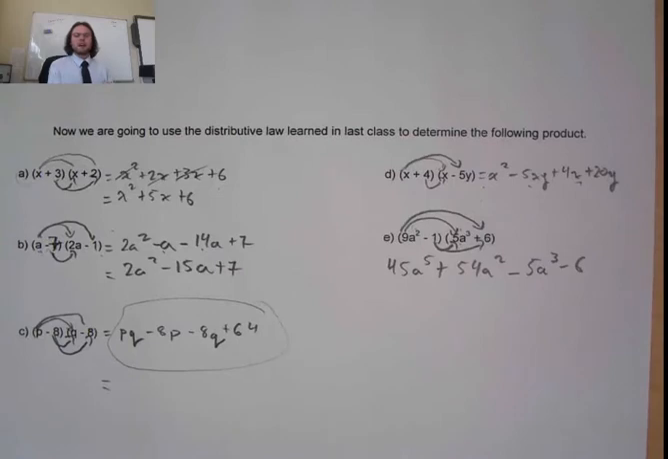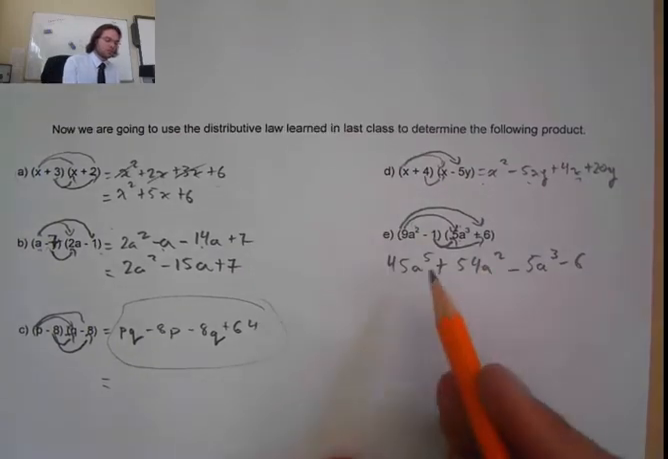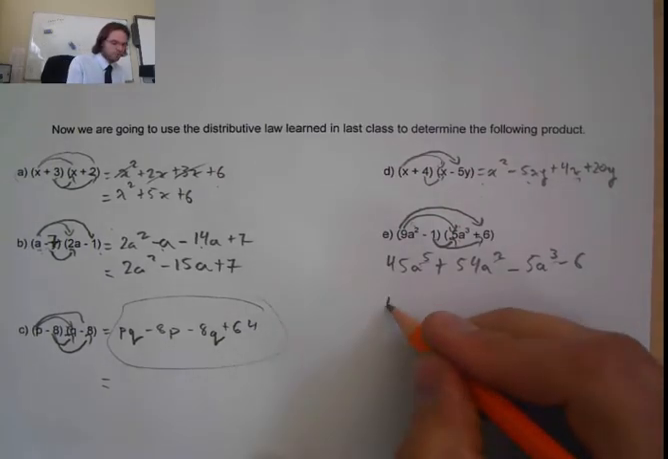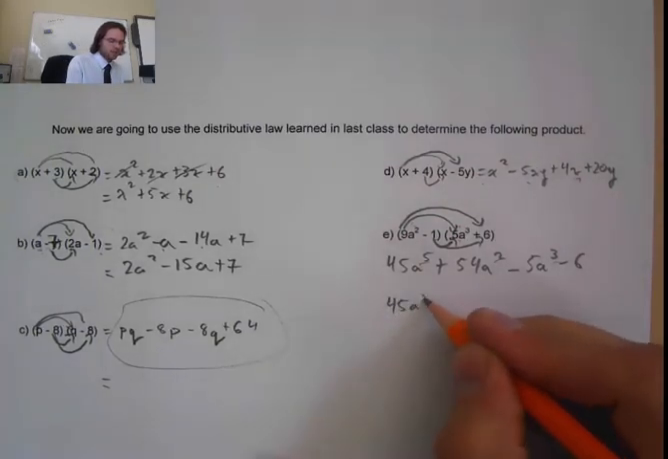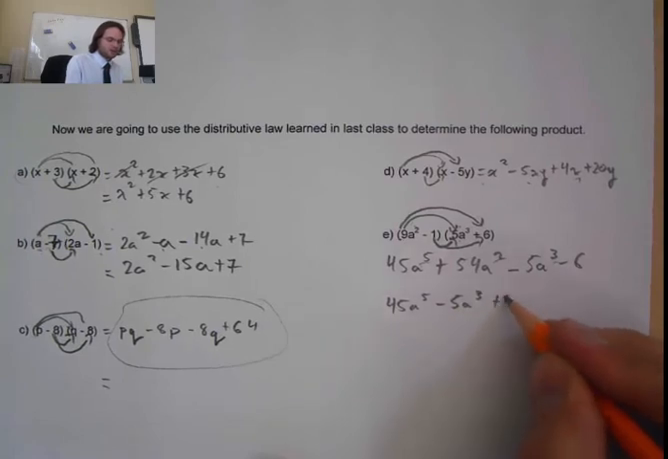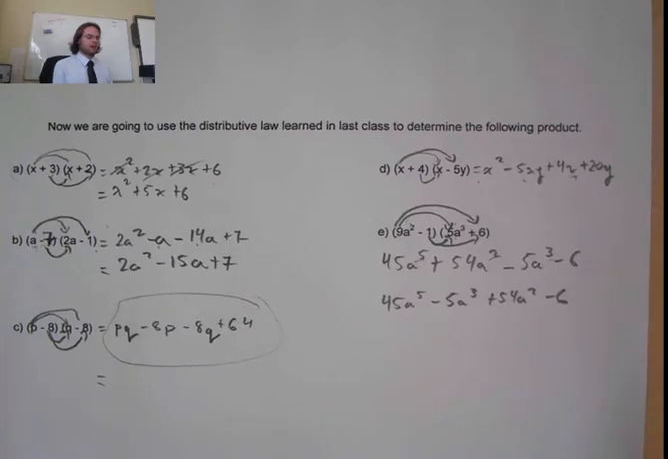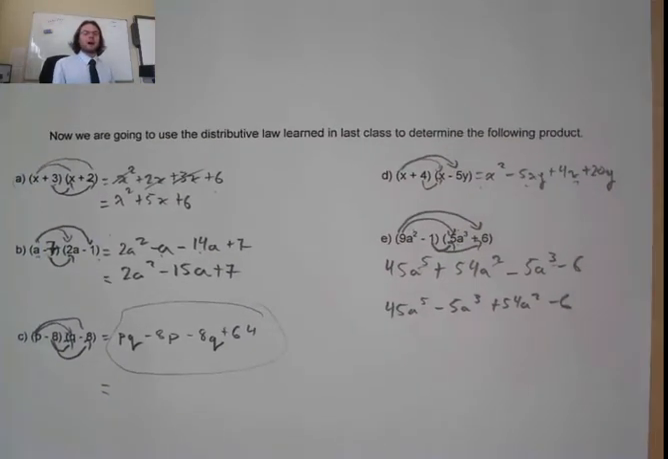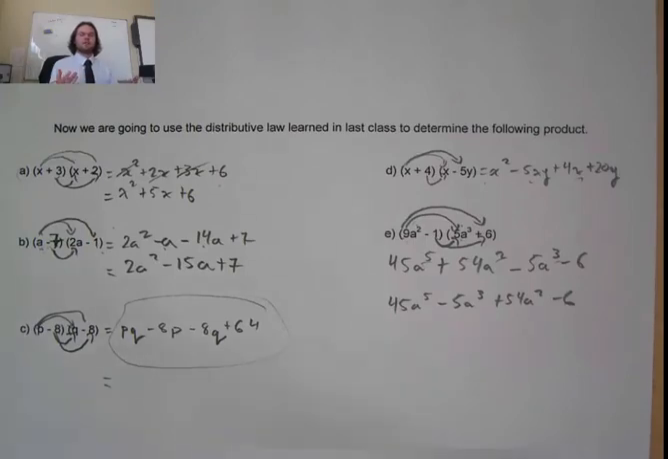Now the only thing, I can't combine anything here, but I could rearrange it. So it's from descending degree. So I'm going to have 45a to the power 5 minus 5a cubed plus 54a squared minus 6, and that is my answer simplified. Okay? So that is eventually how we do the distributive law and everything like this, and how we multiply a binomial by a binomial. I hope you understood that. Good luck as I see you tomorrow and we work on this together as a class.